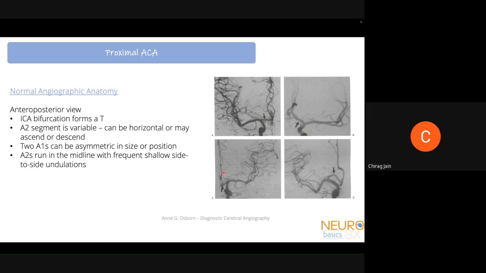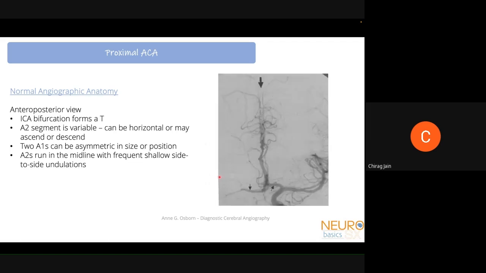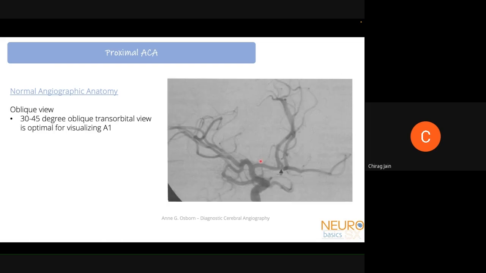When they're running in the midline, they can have shallow, small undulations which go from side to side. But overall, the A2s should run in the midline. So here we can see that this is the A2, running in the midline, but there can be small curves extending to either side, but always the A2 should return back to the midline.